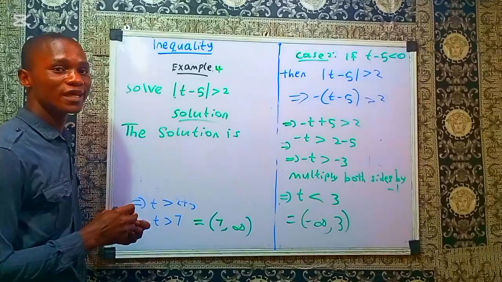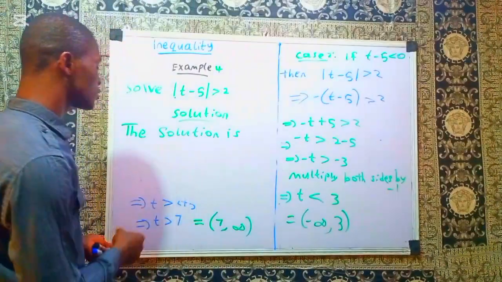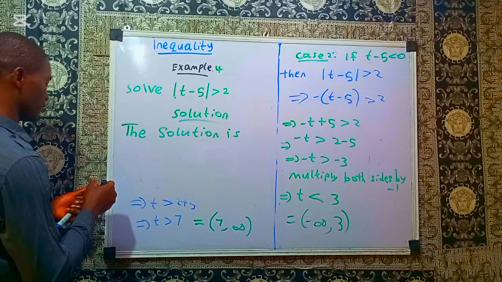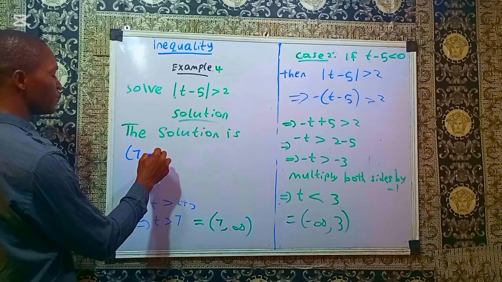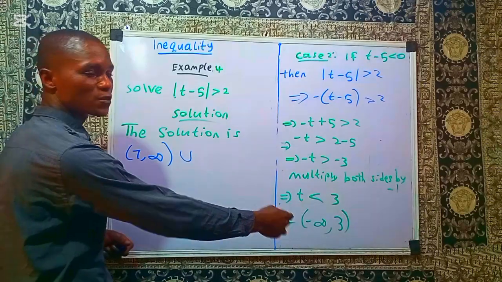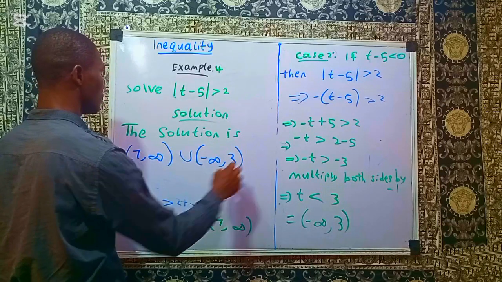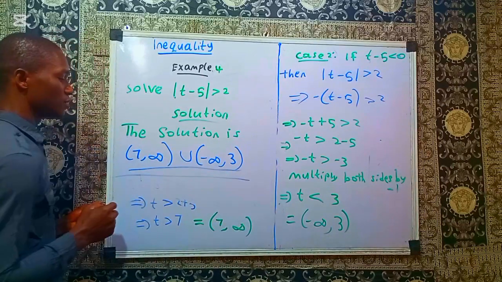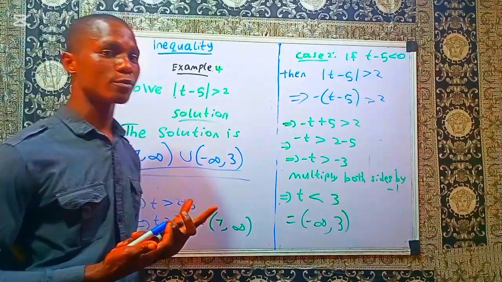Now we get the general solution for both cases. For the first case, the solution gave us 7 comma infinity. We now take the union with the other solution, union negative infinity comma 3. So this is the general solution for this very problem.